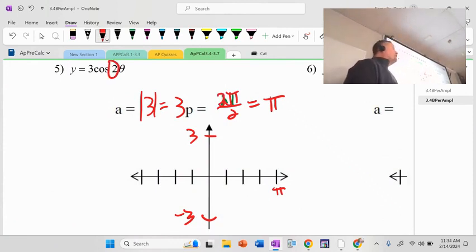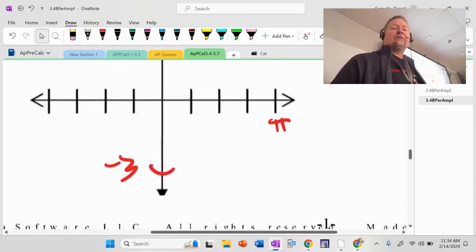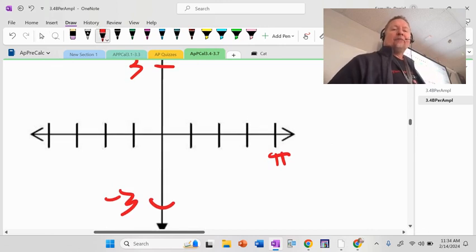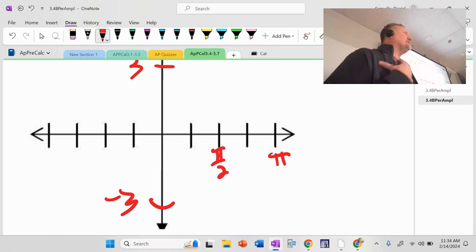Okay, so why 2 pi? Because the parent function's period is 2 pi. So all the baby functions are based off of the parent. All right, now here's what we got to do. What's half of 2? What's half of pi? Which goes right here. What's half of pi? Pi over 2. It just makes me cry how many students make this difficult.